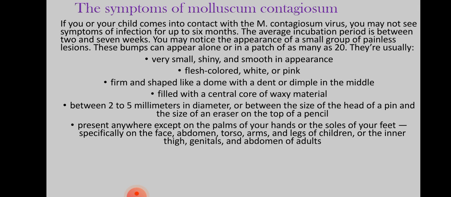Flesh-colored, white or pink, firm and shaped like a dome with a dent or dimple in the middle. Filled with a central core of waxy material, between 2 to 5 mm in diameter, or between the size of the head of a pin and the size of the eraser on the top of a pencil. Present anywhere except on the palms of your hands or the soles of your feet, specifically on the face, abdomen, torso, arms, and legs of children, or the inner thighs, genitals, and abdomen of adults.